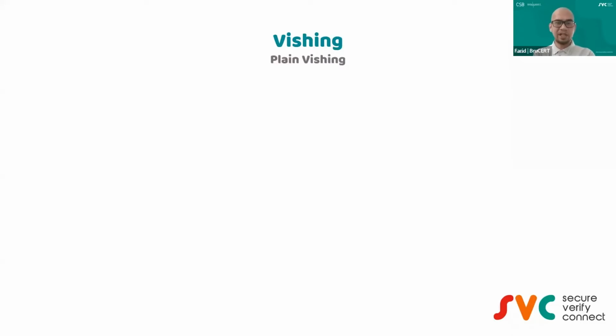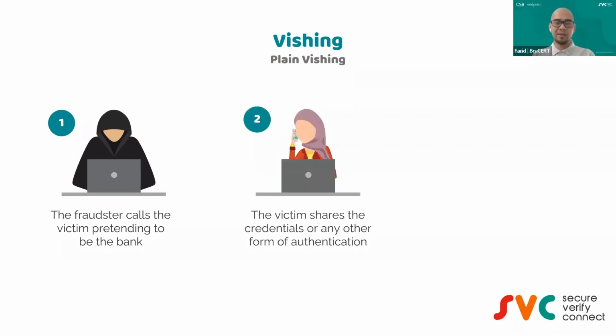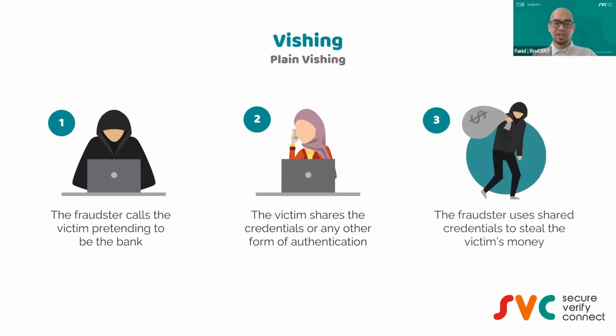The most common vishing is where a fraudster calls the victim pretending to be from a bank and asking for personal details. And then the victim shares the credential or any other forms of authentication, and maybe a request for an OTP and so on. And then, of course, the fraudster uses the shared credential to steal the victim's money or even other activities, which may lead to identity theft.